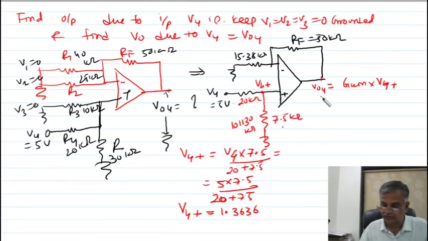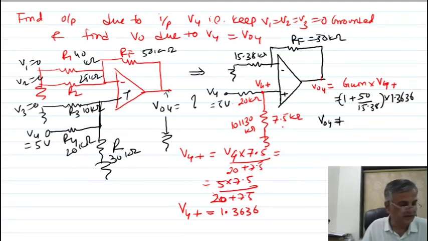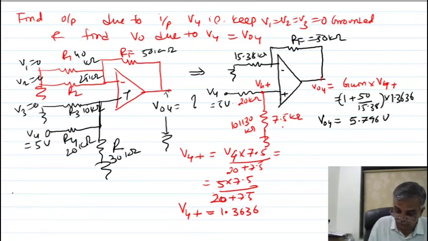That means what output voltage? VO4. So VO4 I can write, gain is 1 plus 50 upon 15.38 multiplied by 1.3636. So VO4 you can find is 5.796 volt.